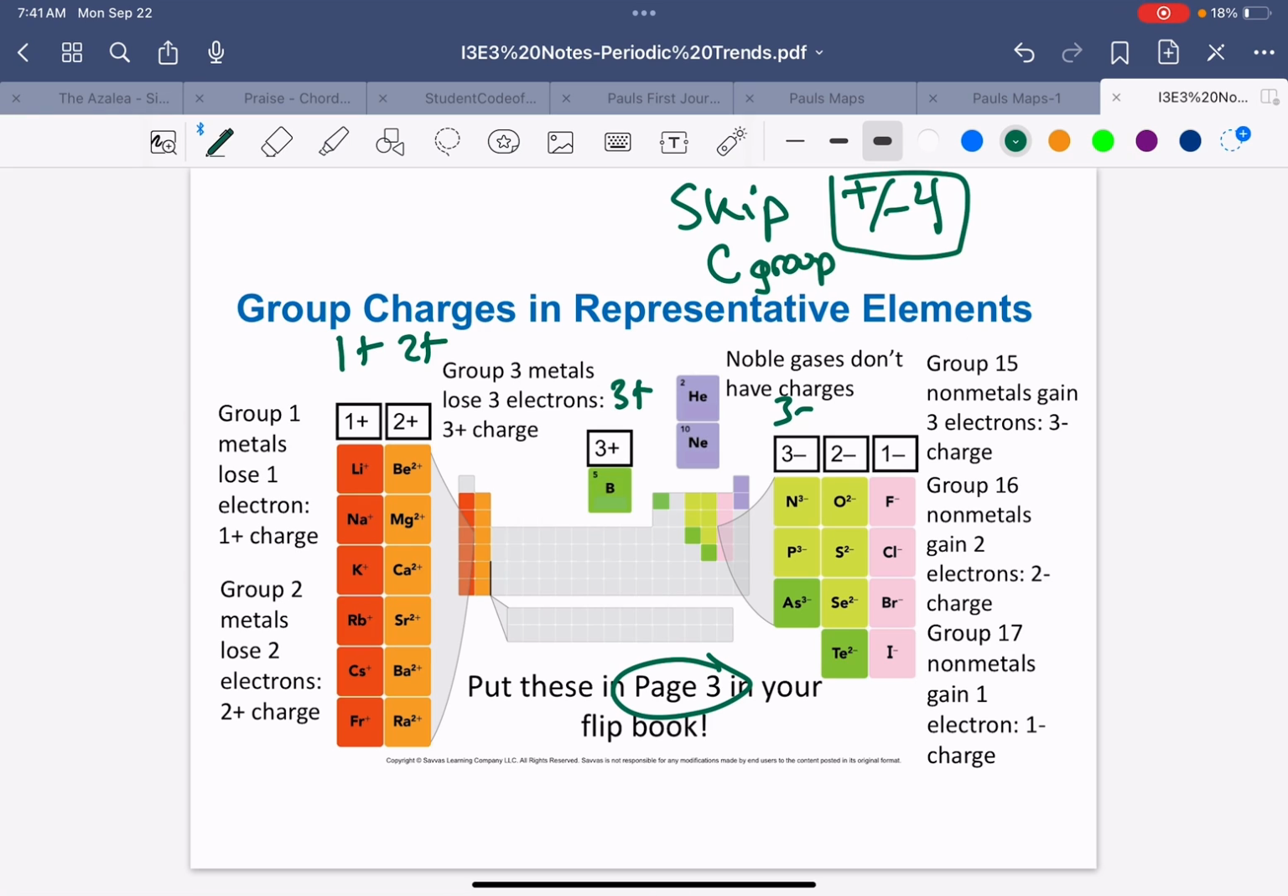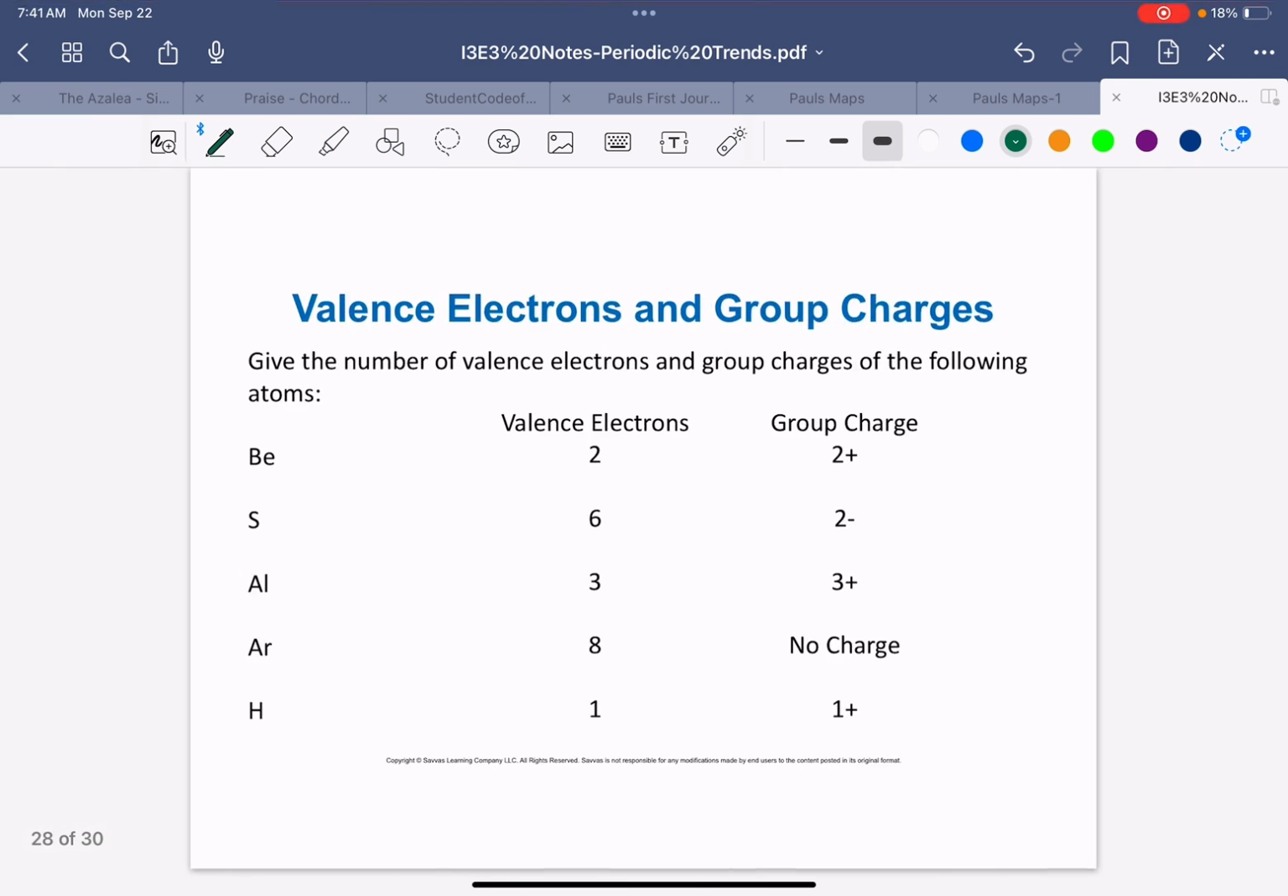Now we're going to start to go down. We're going to start to gain electrons. We're going to gain 3 electrons to become negative. We're going to gain 2 electrons. We're going to gain 1 electron. And then the noble gases, I want you to scratch out in your periodic table. There are no charge. You can put a 0 there if you'd like. No charges in the noble gases.